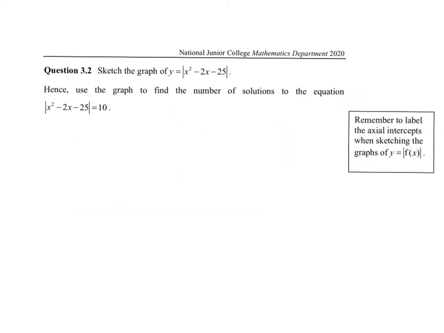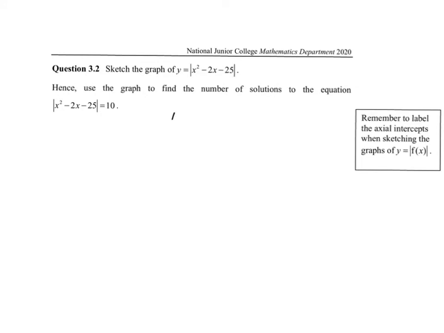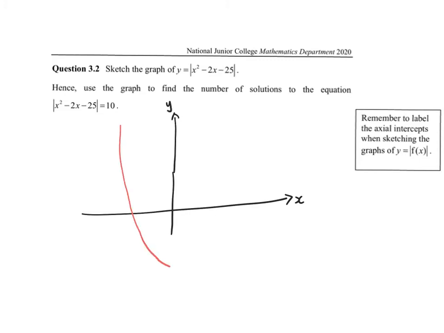Let me go through question 3.2 with you. For this graph, if you sketch it very quickly, you may get a graph that looks something like this. This is basically sketching y equals f(x). The red portion is if you sketch y equals x squared minus 2x minus 25. Your x-intercepts will likely be 6.10 and negative 4.10, and the y-intercept will be negative 25. So I have done step 1.